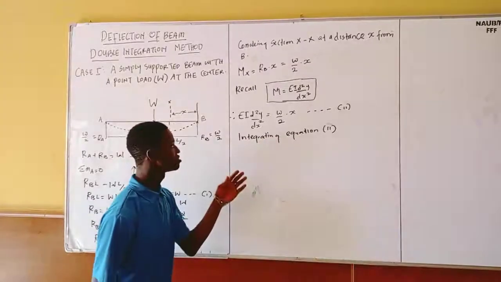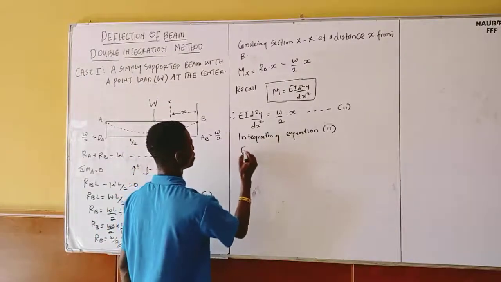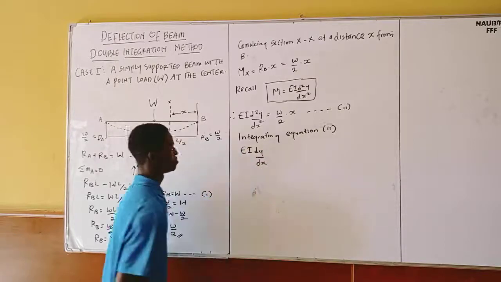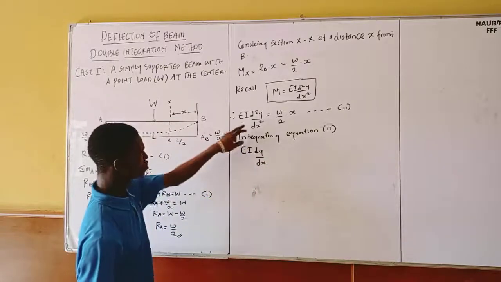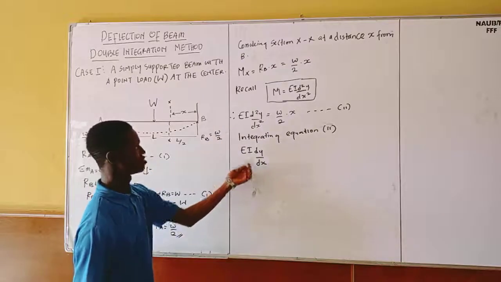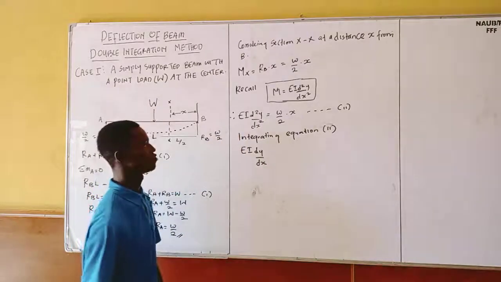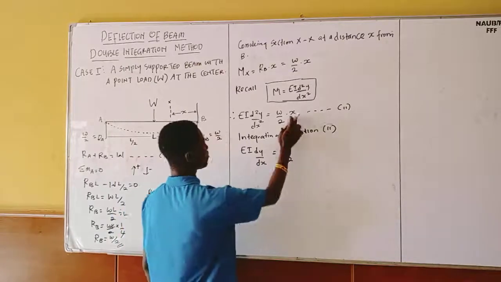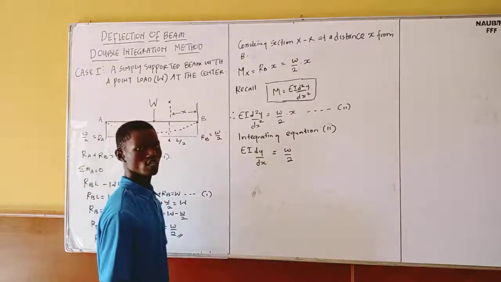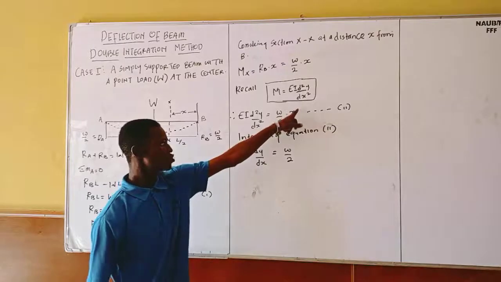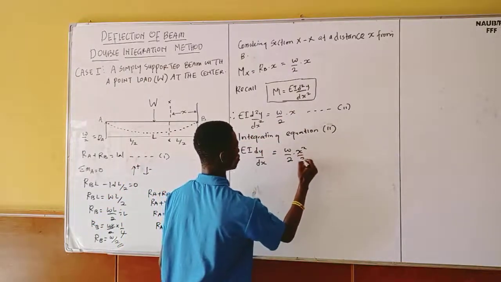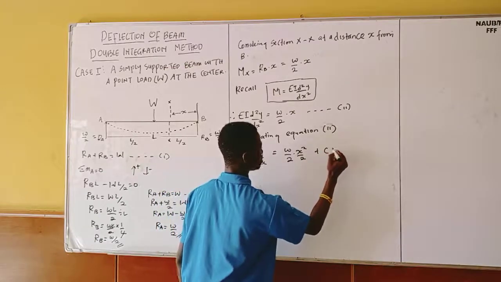So now, by integrating equation 2, we are going to have EI dy over dx. You understand? Because if I integrate this equation, I'm going to have this. Because this is the second order differentiation equals W over 2. Don't forget that x is my variable here. So by integrating x, there is an invisible one here. By integrating, I'm going to have x squared over 2. So plus what?